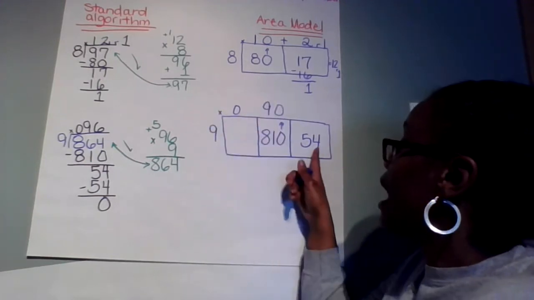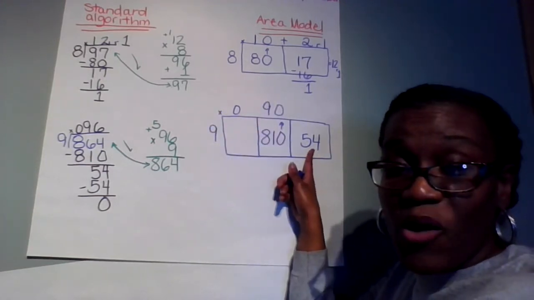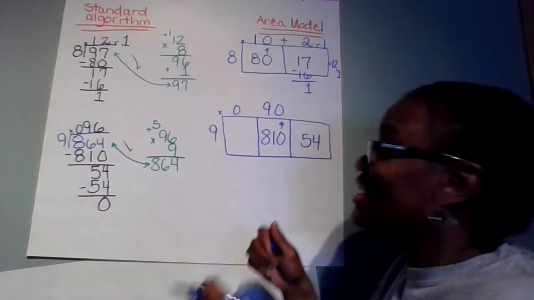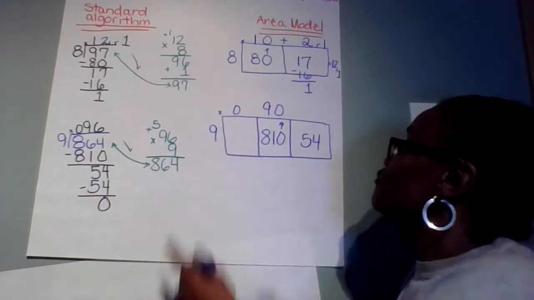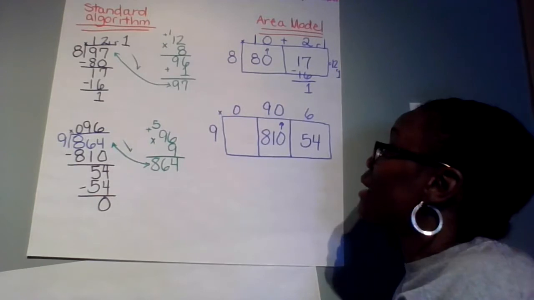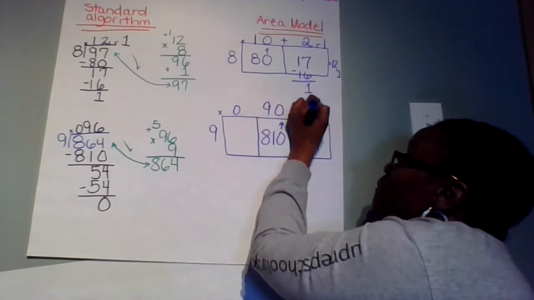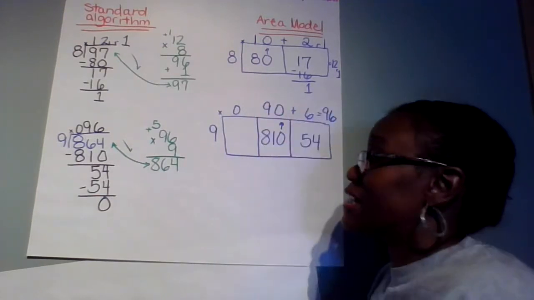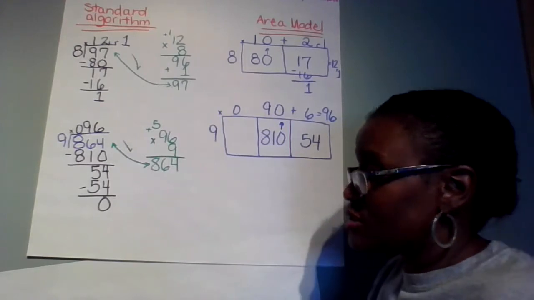And 9 times what equals 54? That's right, scholars, 6. So 9 can go into 54 6 times. And then when we add, we're left with 96. So it's just that easy.